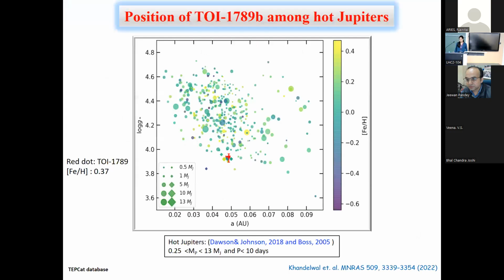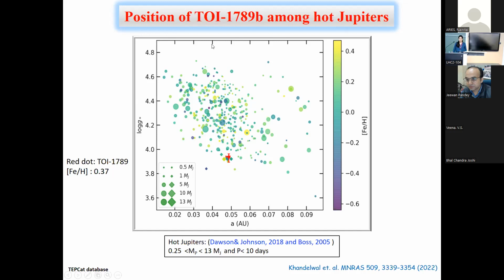Now in this figure, we show the statistics of all the transiting hot Jupiters. And this data is taken from the TEPCat database. So here on the x-axis, we show the distance of the planet from their host star, and on the y-axis, we show their evolutionary status. And these are color coded according to their metallicity. And this red dot shows our TOI-1789 star, which has a metallicity of 0.37.